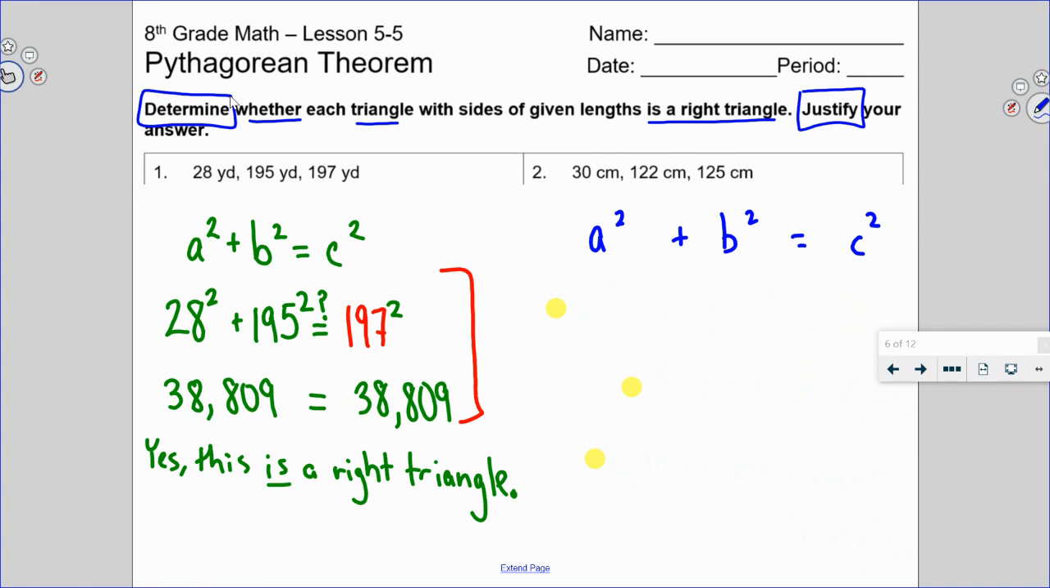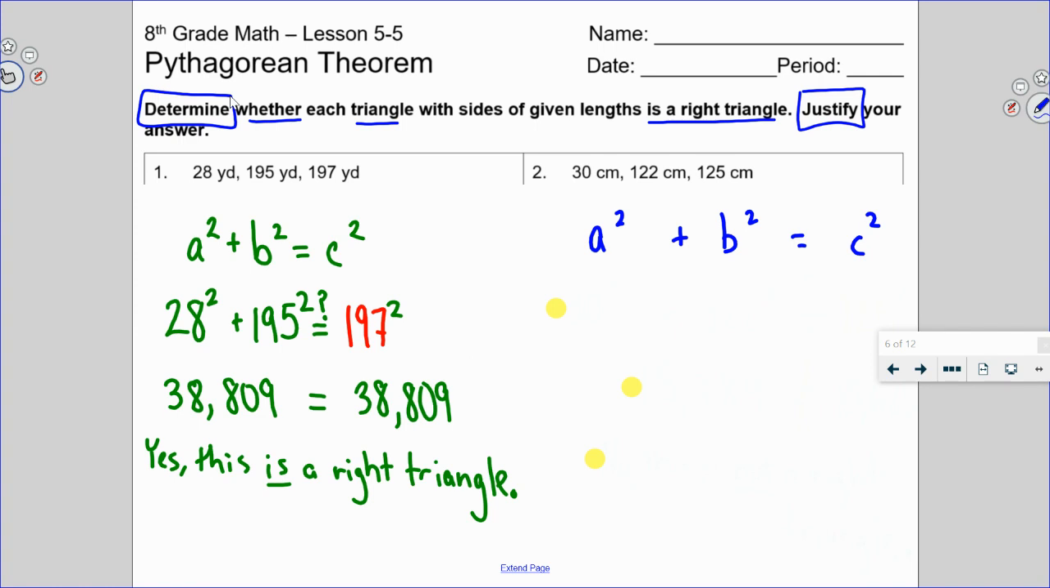We can use numbers and symbols to justify an argument. But if you wanted to write a sentence, you could say, when I squared 28 and 195 and then added those two squares, it was exactly the same as the square of 197.